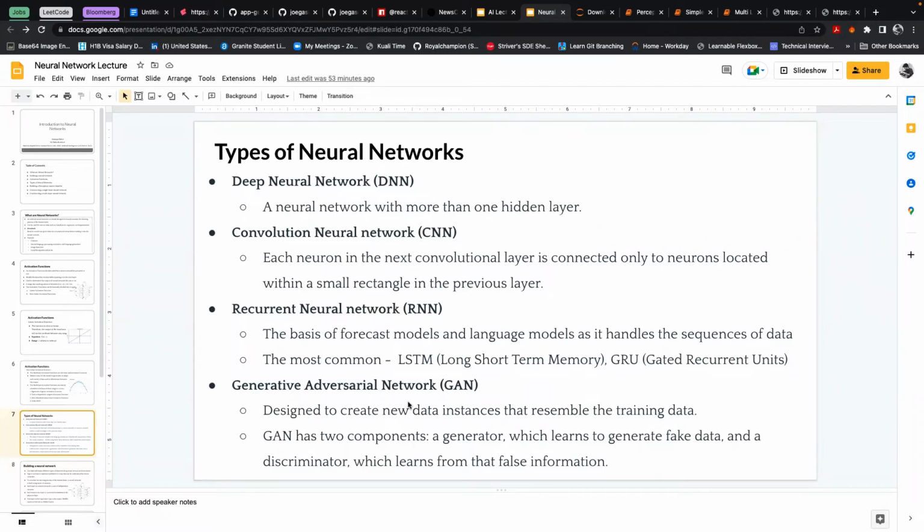Now coming to GANs, which are generative adversarial networks. These are designed to create new data instances that resemble the training data. GAN has two components, a generator, which learns to generate fake data, and a discriminator, which learns from that false information.